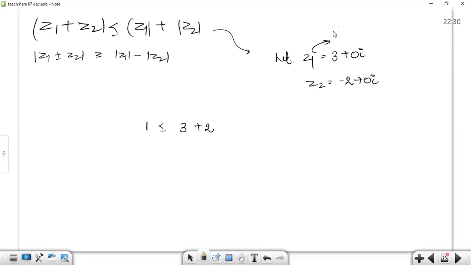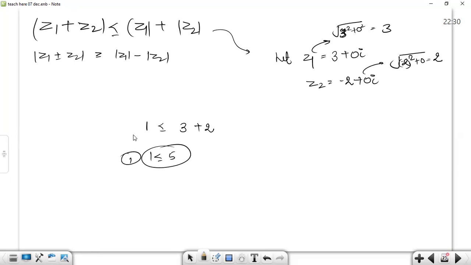Its modulus: 3 square plus 0 square, so it becomes 3 only. Minus 2 square plus 0, so minus 2 square is 4. 4's square root is 2. Okay. So we take 3 plus 2. So it's definitely more than or equal to 1 on the other side, and the first property is true. Any doubts? No, sir. Let's take the second property's example.